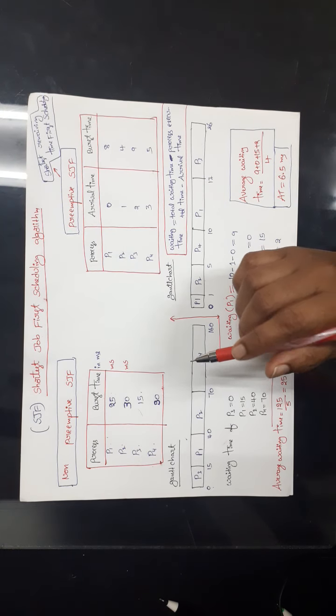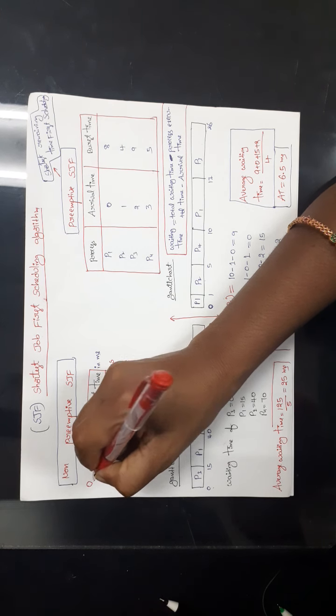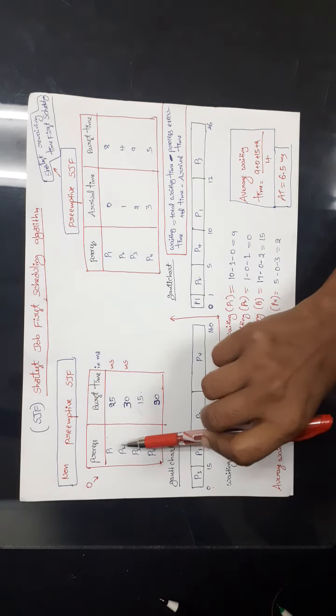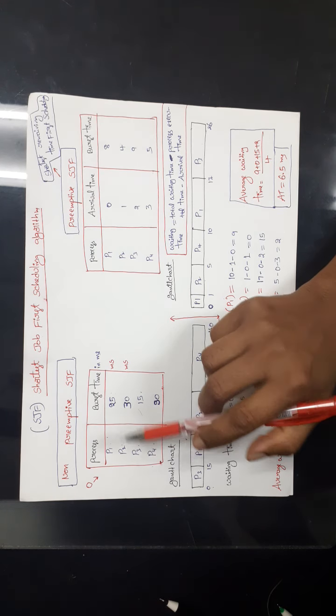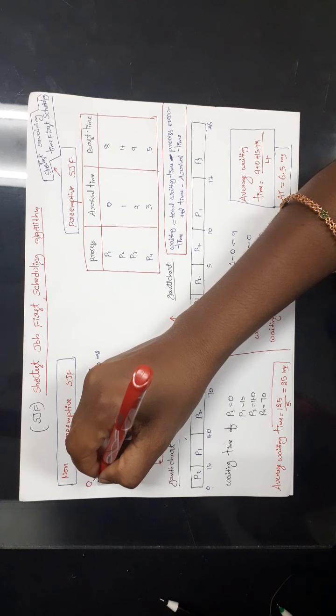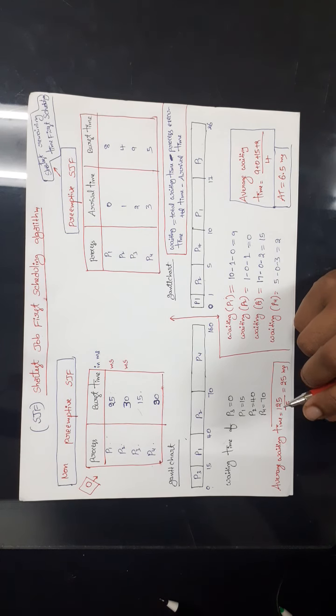Now let us assume that all these processes have entered the queue at the same time, at time 0: P1, P2, P3, P4. So for all the processes the arrival time is the same here, and it is 0 milliseconds.